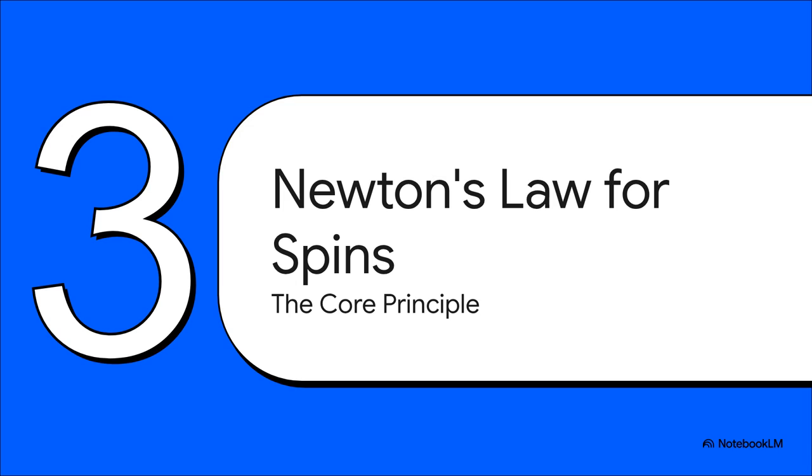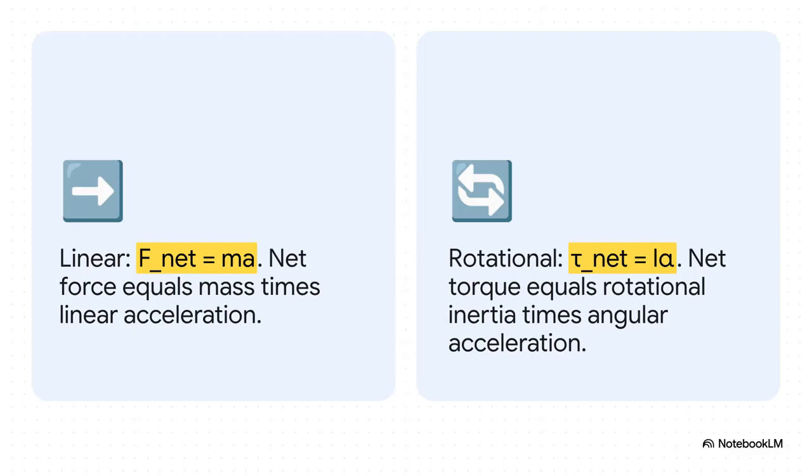Okay, we have all the pieces on the board now. We've got rotational acceleration, we've got rotational mass, and we have rotational force. So now we can put them all together into the single most important equation in all of rotational dynamics. And there it is, Newton's second law for rotation. Just look at that beautiful symmetry. On one side, you've got F equals ma. On the other, you've got torque equals I alpha. It's the exact same relationship, just spoken in our new rotational language.